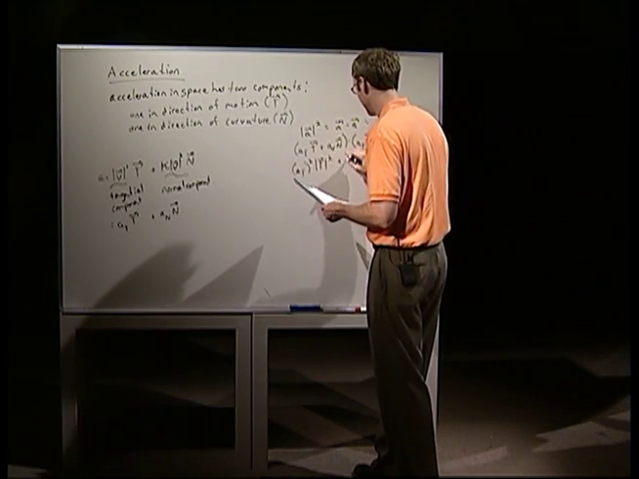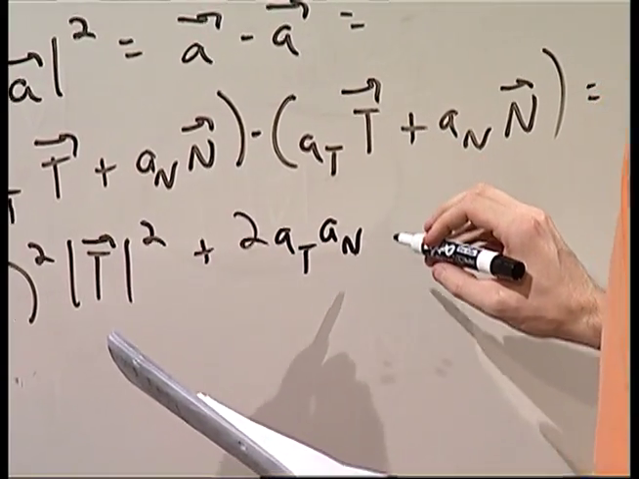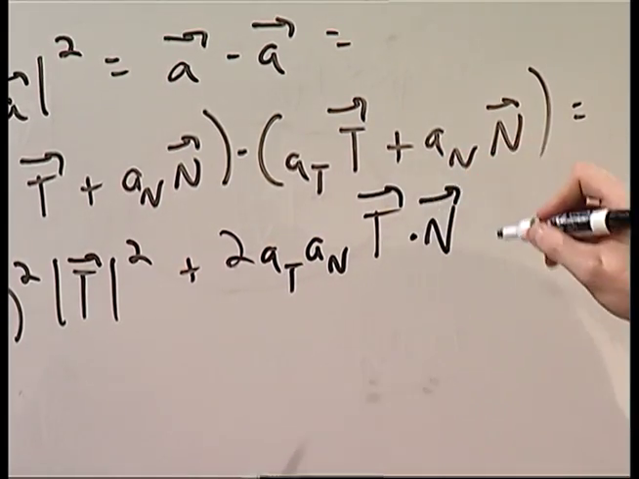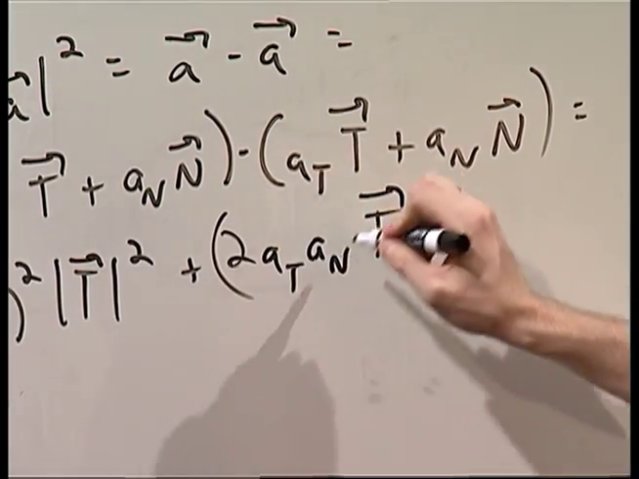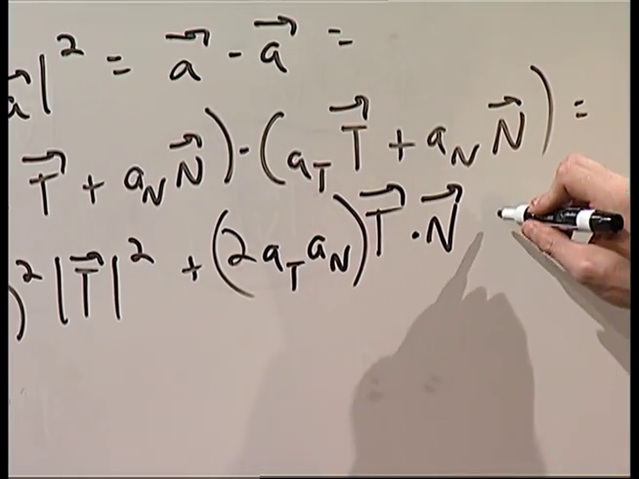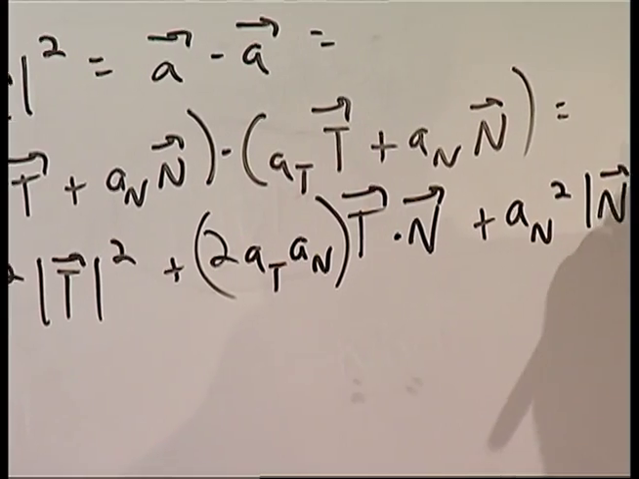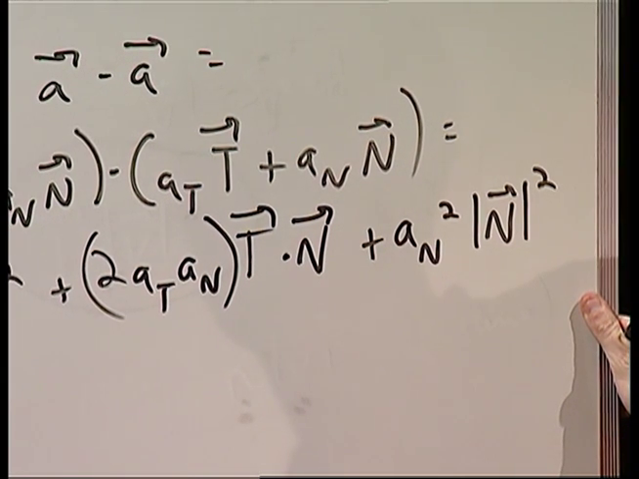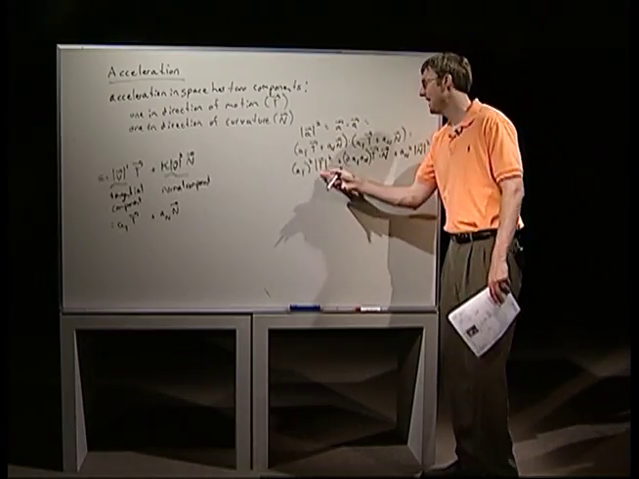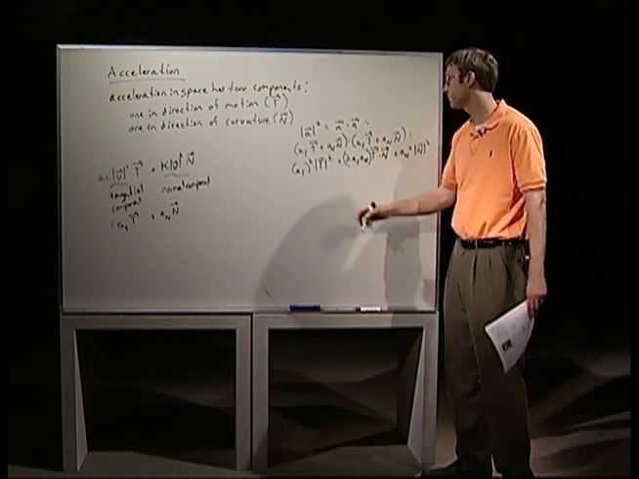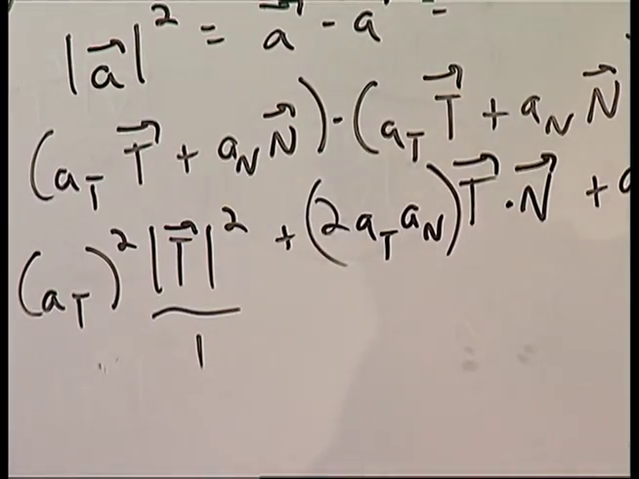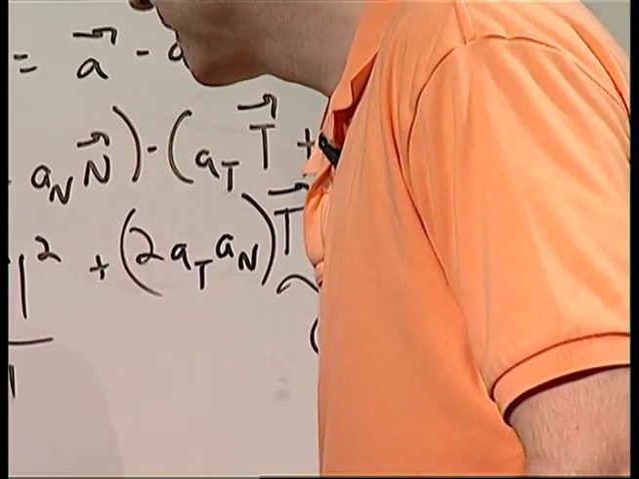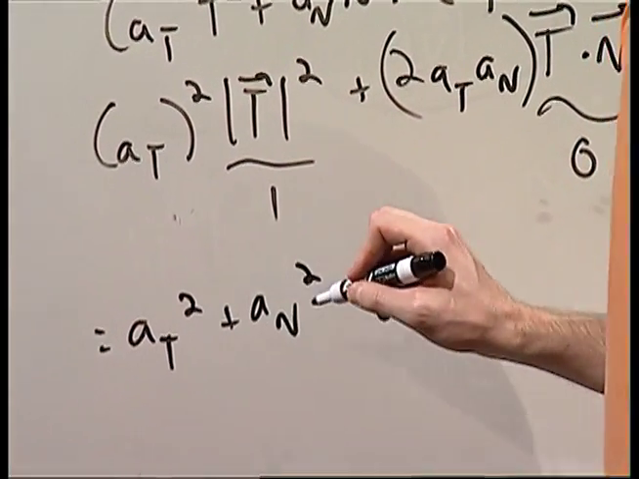And then what do we end up with here? We end up with a 2 a sub T a sub N term, and the vector that hangs around there is T dot N. So here is the constant term on this vector, T dot N. And then over here we have a sub N squared times the length of N squared. Okay, so this actually simplifies quite a bit. The length of T and the length of N are both 1, so this is 1, this is 1. And T and N are orthogonal, so their dot product is 0. So this whole middle term is gone. So this winds up just being a sub T squared plus a sub N squared.